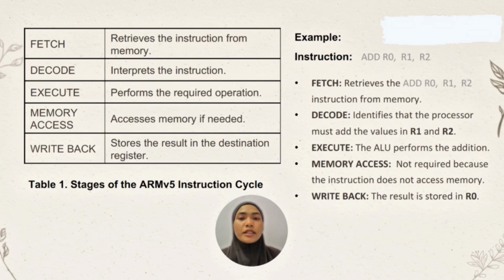To better understand the instruction cycle, let's look at this example on my right. The instruction is ADD R0, R1, R2. First, the processor fetches the instruction from memory. Next, during the decode stage, the control unit interprets the instruction and determines that the values in R1 and R2 need to be added. Then, the arithmetic logic unit performs the addition during the execute stage. Since the instruction does not require memory access, the memory access stage is skipped. Finally, the result is written back to R0 during the write back stage.